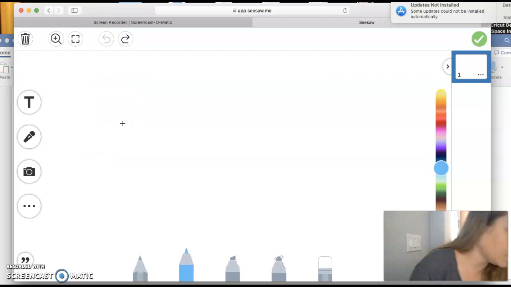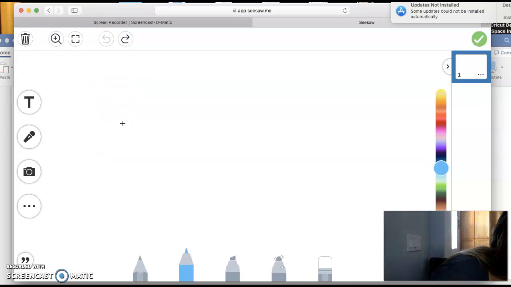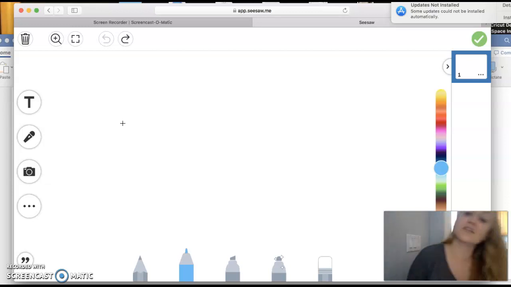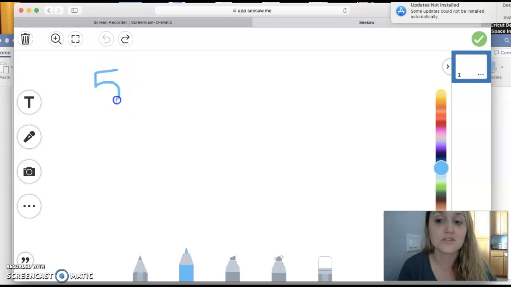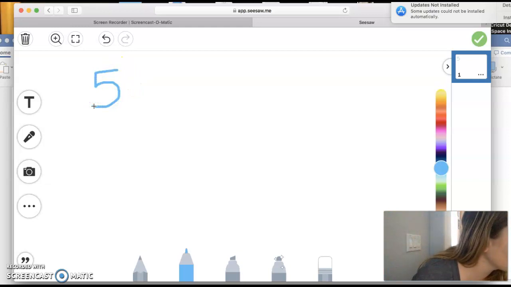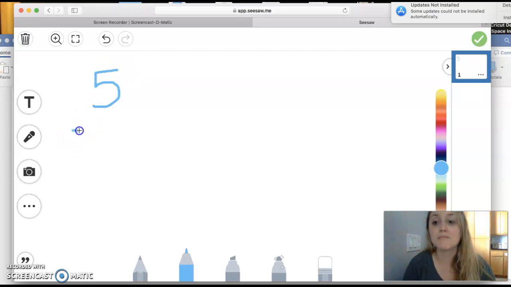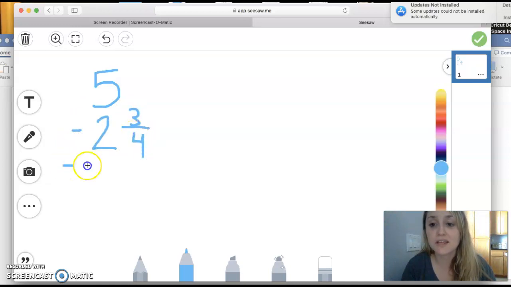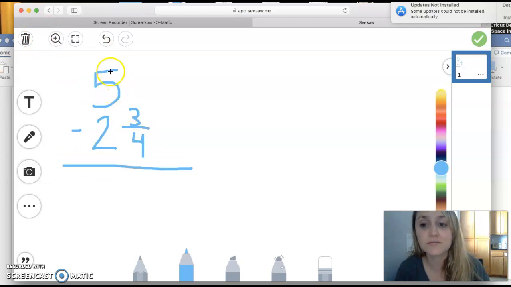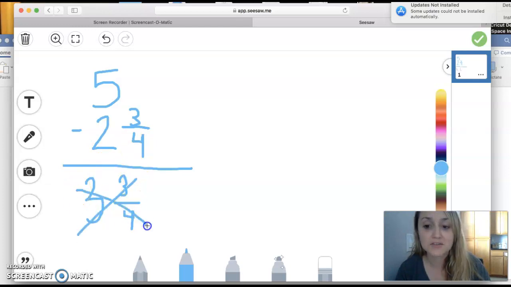So I'll do number, oh, this is a good one. Okay, so let's look at number 2. In this one we have 5 minus 2 3/4. This is the most common thing that people do: they'll go, oh, 5 minus 2 is 3, and then, oh, it's 3/4. Do not do this, because that is not going to be how you get the answer.